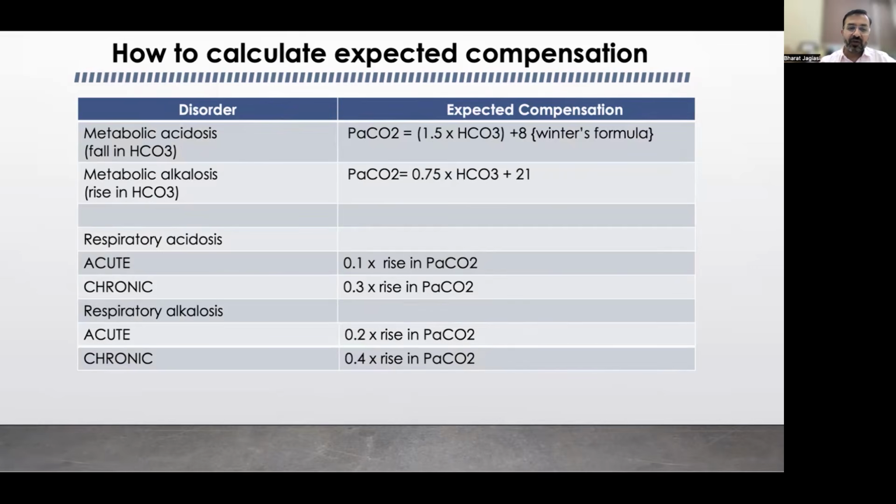In respiratory acidosis, we have acute and chronic formulas. In respiratory alkalosis, we also have acute and chronic. While in the metabolic disorders, we have just one formula for acidosis and a second formula for alkalosis.